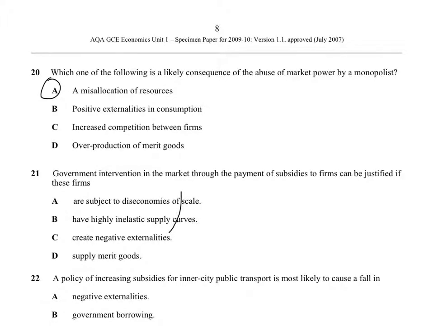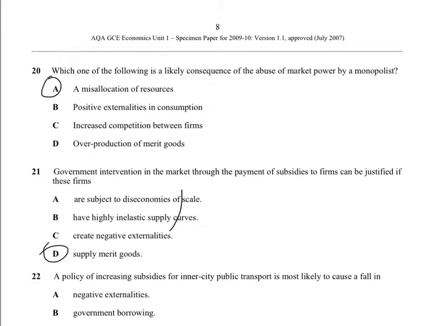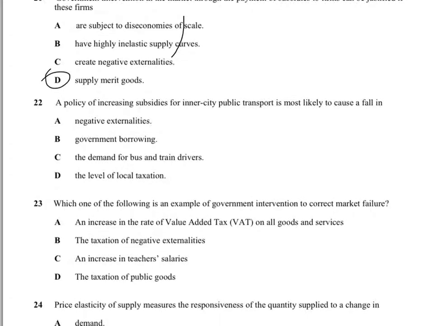Government intervention in the market through the payment of subsidies to firms can be justified if these firms supply merit goods. I mean, merit goods are things we want to have in greater quantities. There's not enough within the market, so basically we're doing something to encourage production and consumption of the good. So that's a reasonable explanation of that.